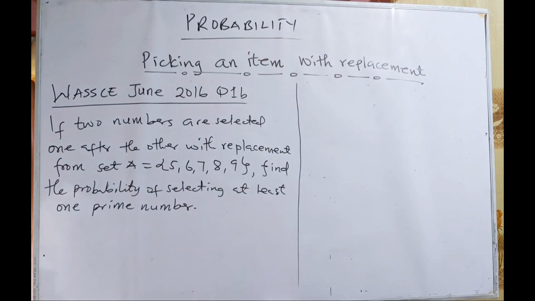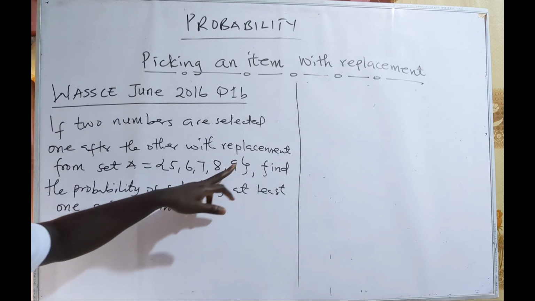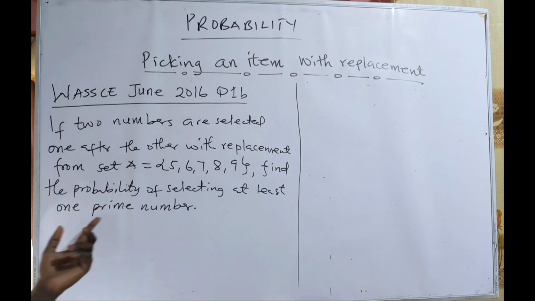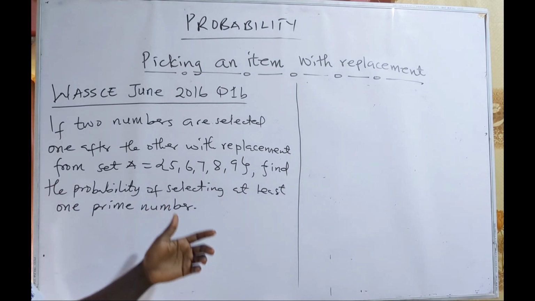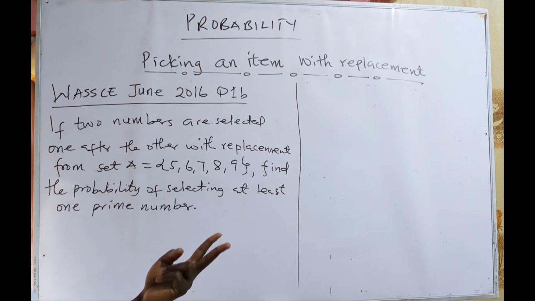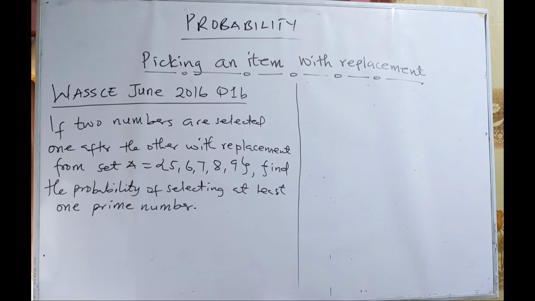Okay, so take note that we are selecting two numbers, one after the other with replacement from this set. The set is 5, 6, 7, 8, 9, and we are finding the probability that when we make a two-number selection, we have at least one prime number. So it can be one prime number or two prime numbers.